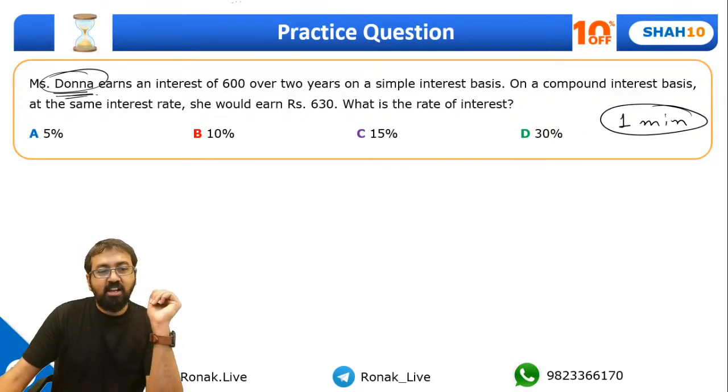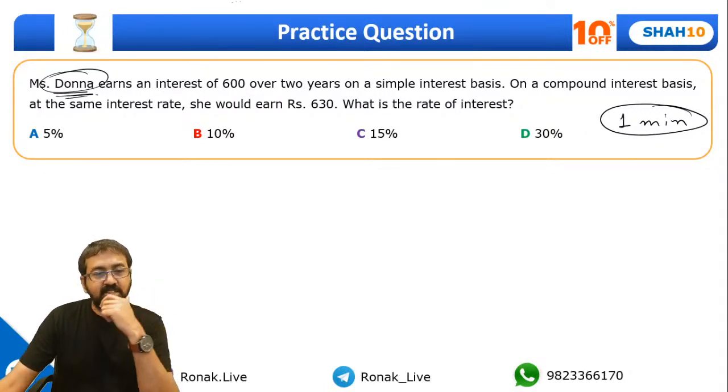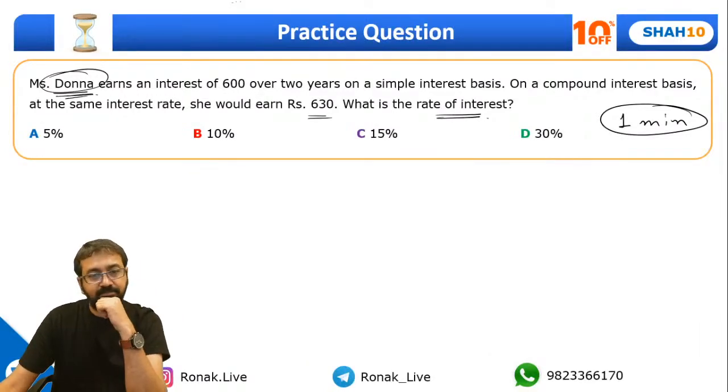Miss Jana earns an interest of 600 over 2 years on simple interest basis, right? On a compound interest basis at the same interest rate, she would earn 630. What is the rate of interest?